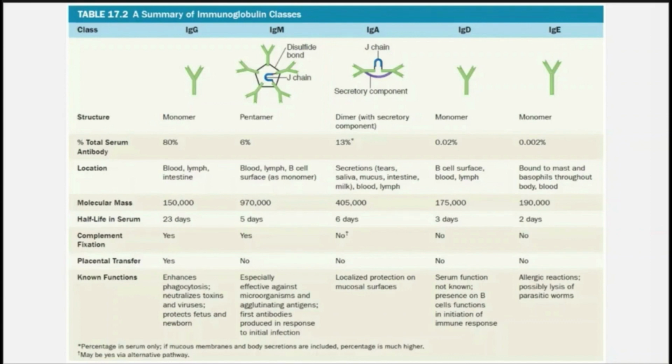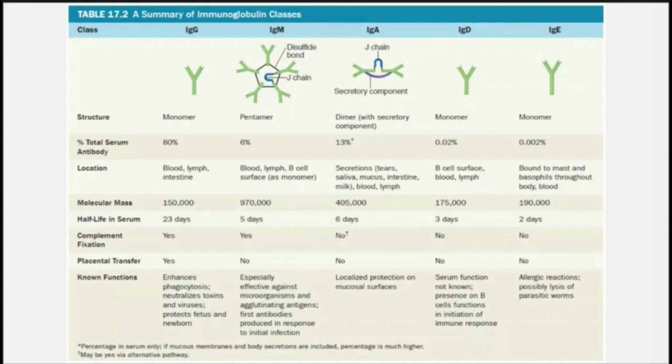Lastly, notice that IgE is always bound to mast and basophil cells. And recall that basophil cells have to do with histamine release. These are found throughout the body and blood. We can ignore the molecular mass for now, and let's look at the half-life in serum.